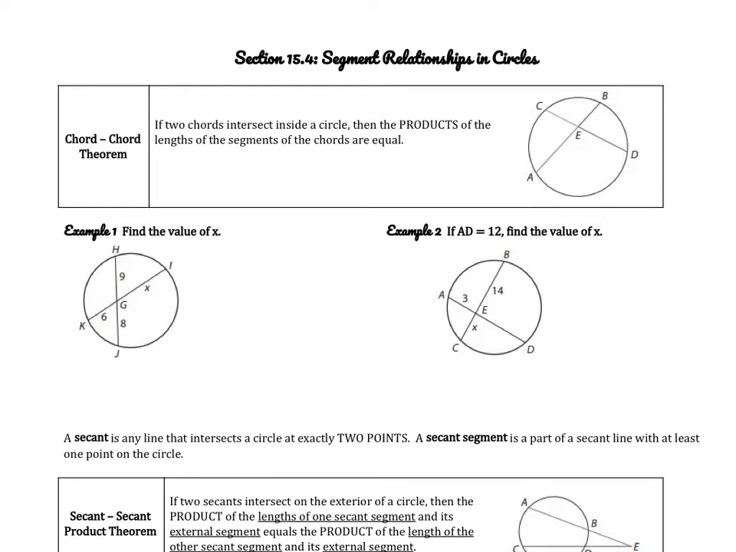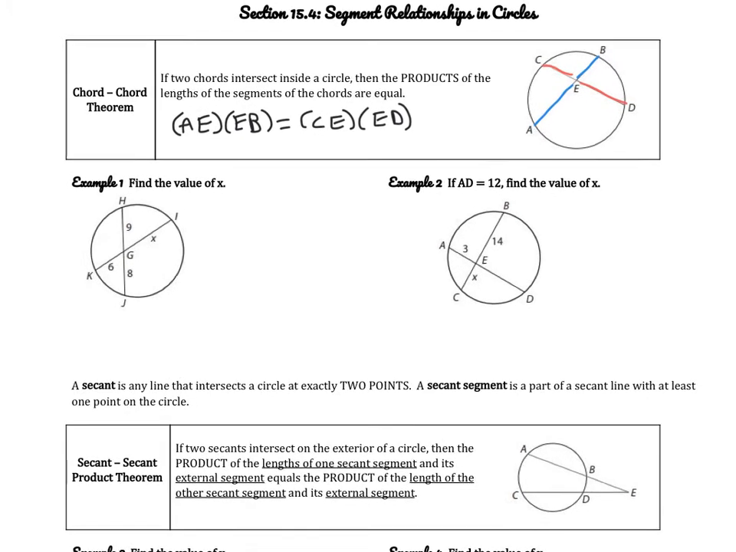So we look at AE and EB. Those are the two segments of my first chord. And then it says the product of those lengths, so we're going to multiply them together. So AE times EB should be equal to the product of the segments of your other chord, so CE times ED. And that's our chord theorem.